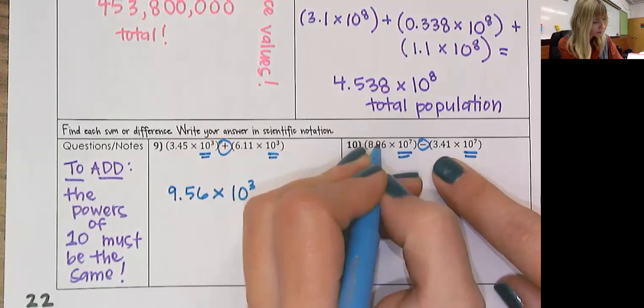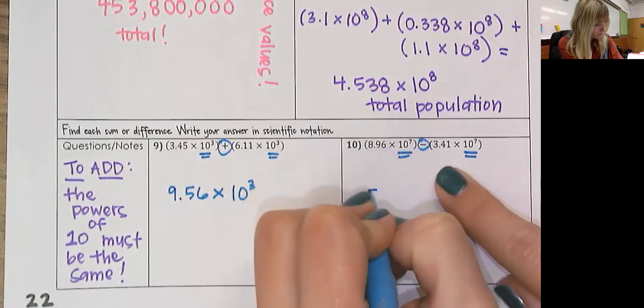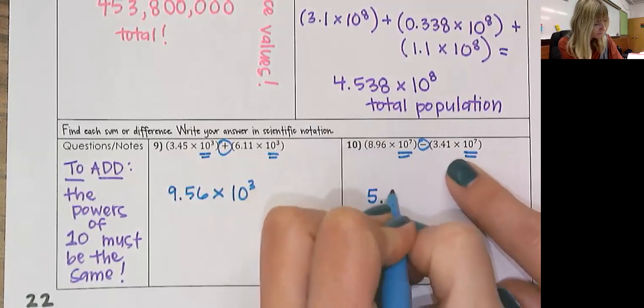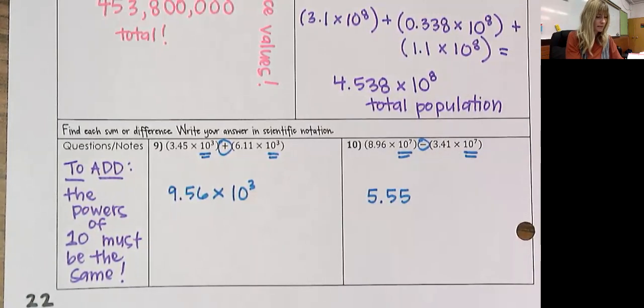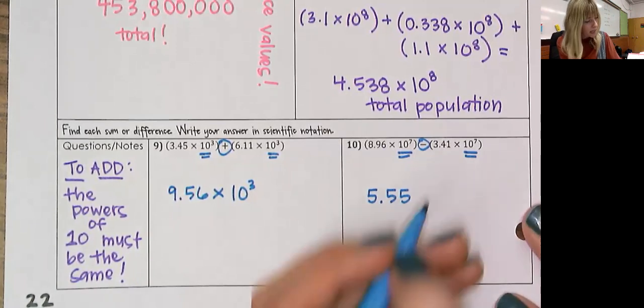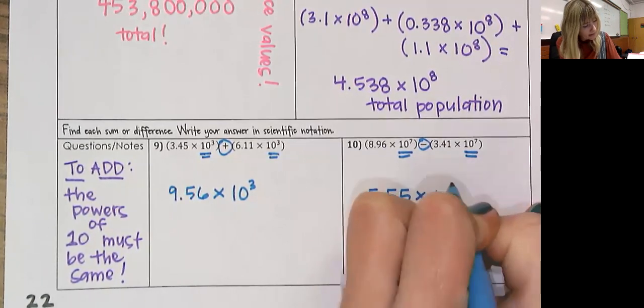8.96, do I even have to borrow anything? I don't think so. 5.55, is that right? 8.96 minus 3.41 is 5.55, times 10 to the 7th.